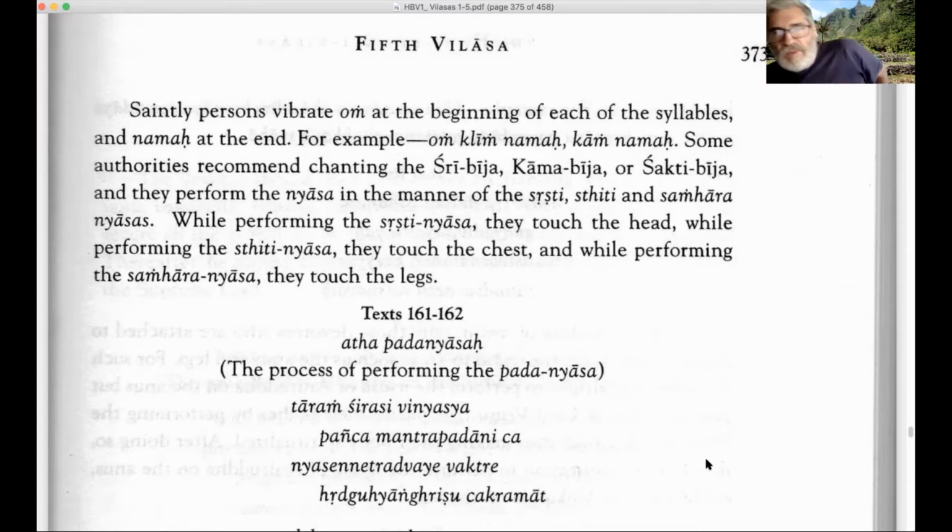So normally when we talked about the Vyapaka Nyasa, we were going from head to toe. That would be a type of Srishti Nyasa, going from head to toe, right? Starting in the middle and going up, and then going from the bottom of the feet to the middle again, that is considered a Sthiti Nyasa. And then going from the legs up is considered to be a Samhara Nyasa, right? Okay. And the idea is that the head is created first and the feet is last.